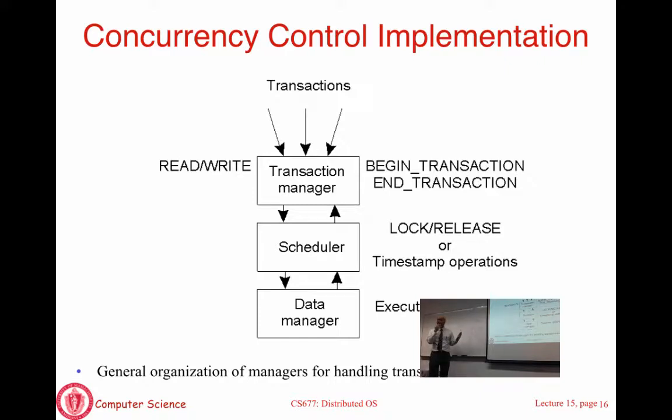So essentially you still need locking, but locking is going to be more fine-grained. It's not a global lock at a database level. It's going to be locks at the granularity of records and so on. And that is what the scheduler is going to do. The data manager is simply reading or writing data to disk.